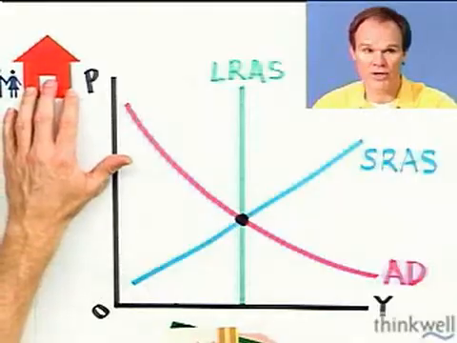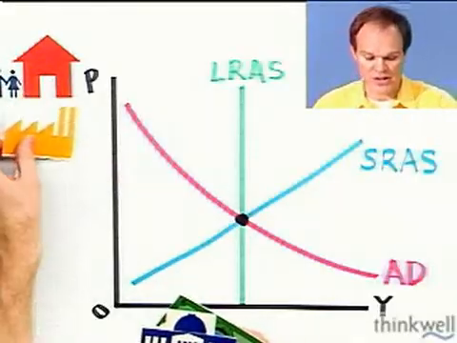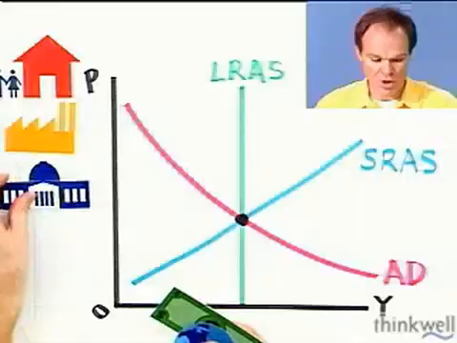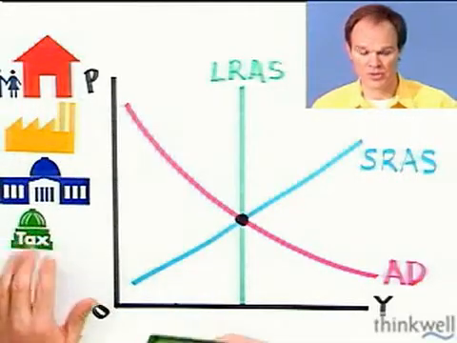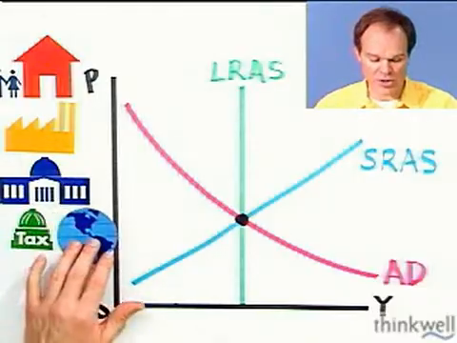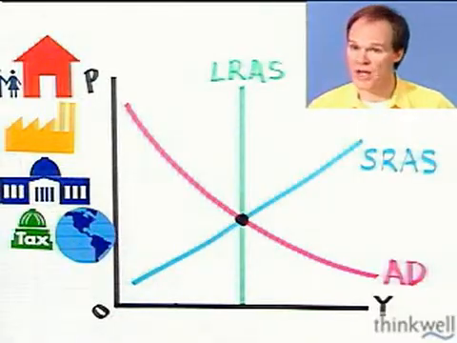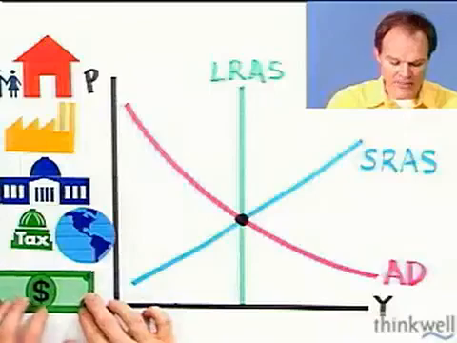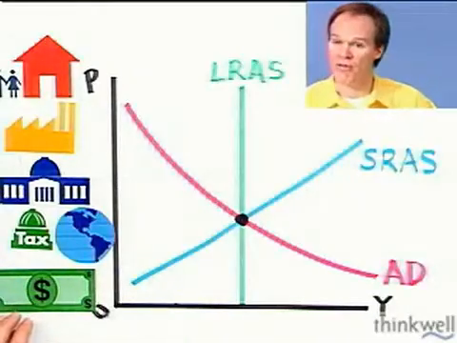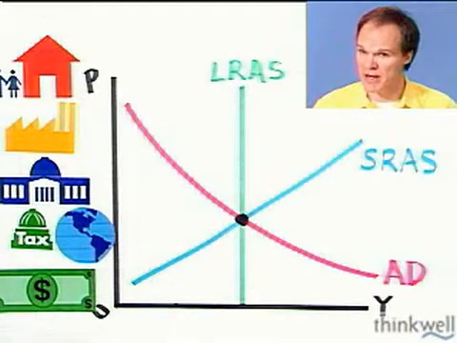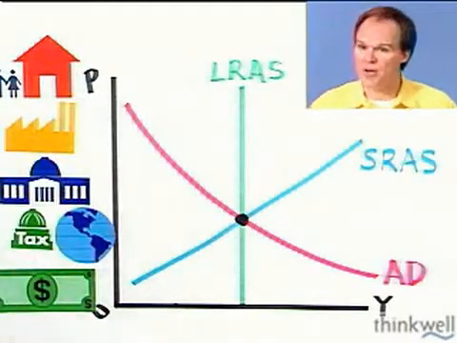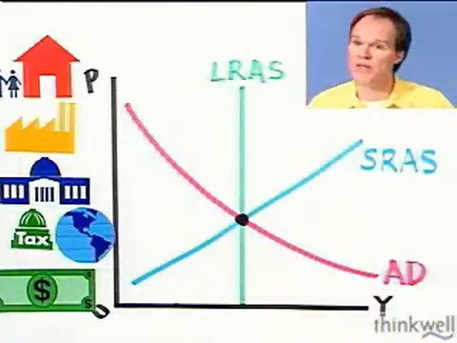A shift in the aggregate demand curve comes about because of a change in the planned spending of consumers, businesses, the government, or perhaps a change in taxes that's going to influence consumer spending. It could also come about because of a change in the spending plans of foreigners and our net exports. And finally, a shift in the money supply on the part of the Fed will influence the interest rates and change planned investment spending.